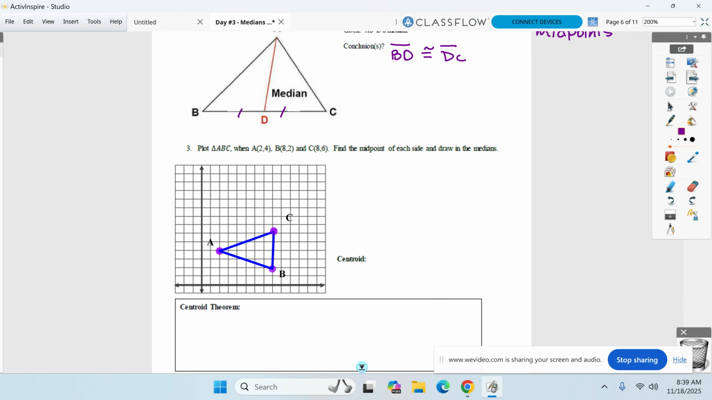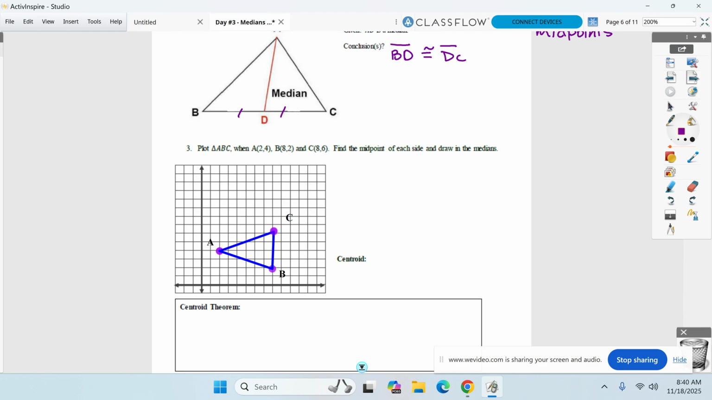Here's what we're going to do with this triangle, and you're going to do it on your own. You are going to find all three medians in this triangle. You cannot find the medians unless you have the midpoints to draw them to. So your first job is to take each of the sides, find the midpoints, and graph them. All the medians go to midpoints.